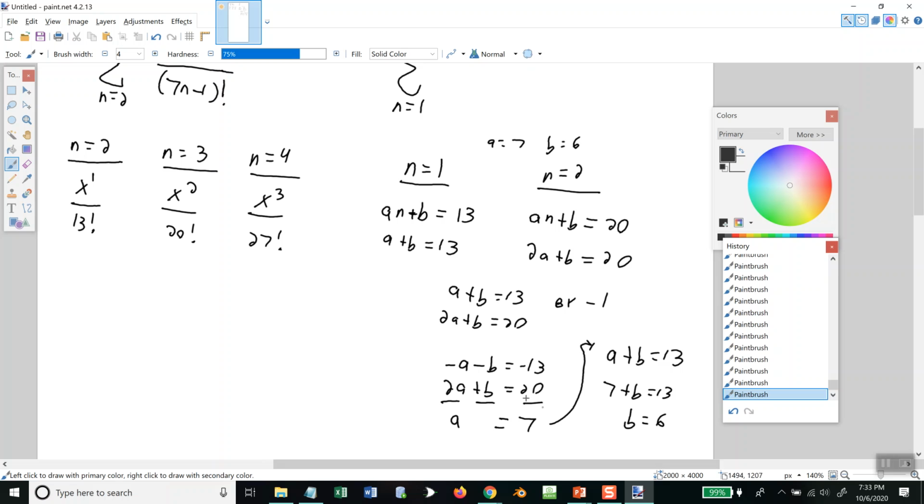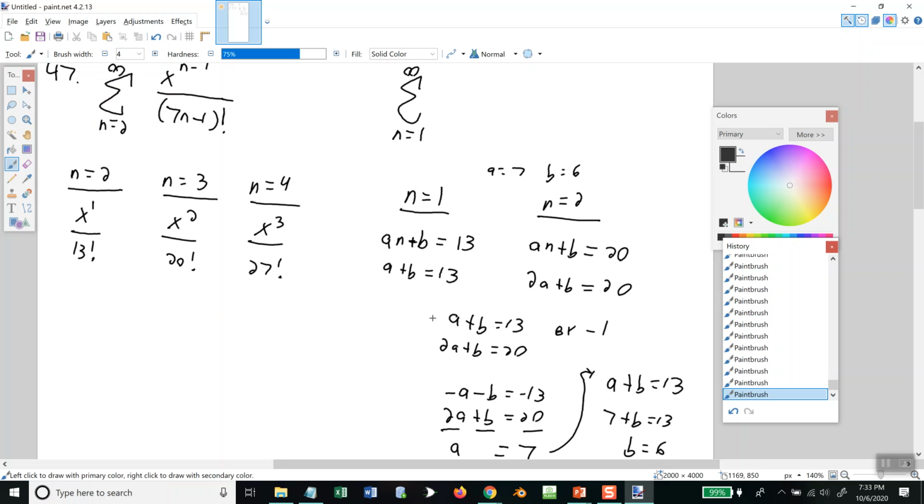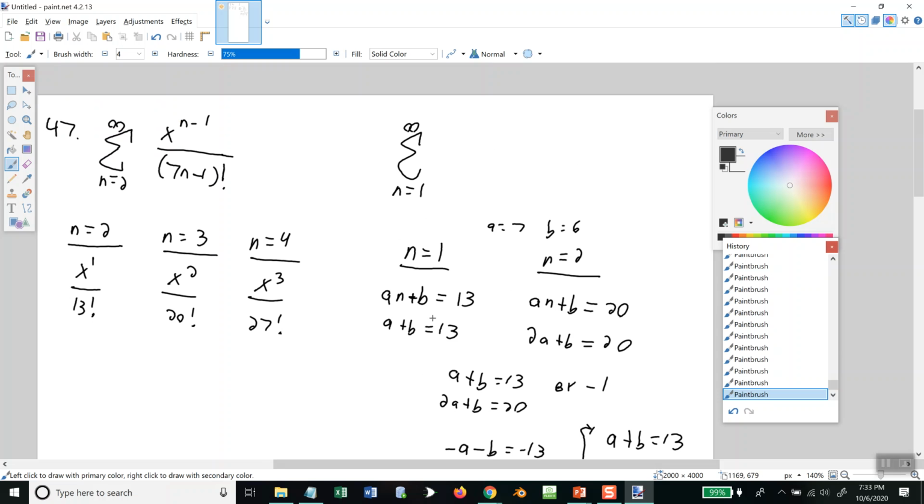Now we can check it real easy. If I come up here, what I'm saying is the bottom part is an plus b, and a we said was 7, so this would be 7n, and b is 6. Well, let's check it. If I plug in n equals 1, 7 times 1 is 7, plus 6 is 13. That gives me my 13 factorial.